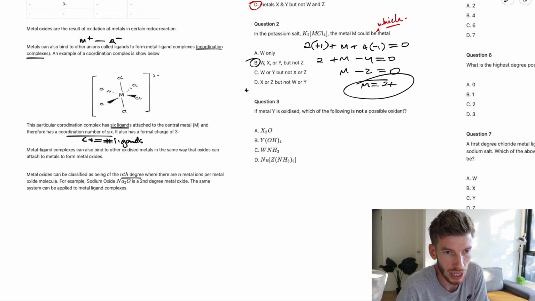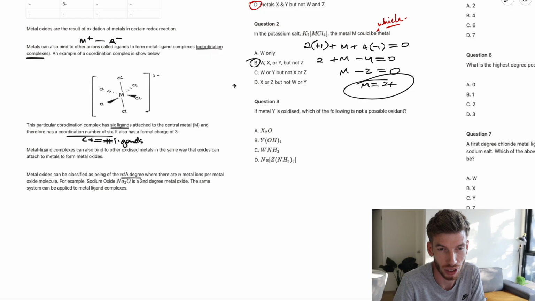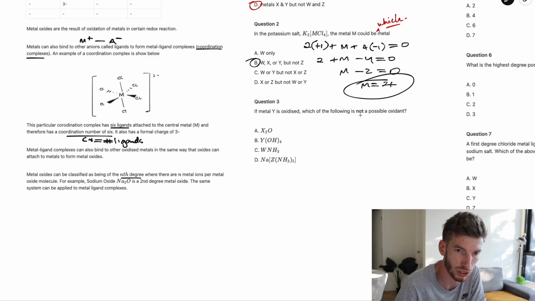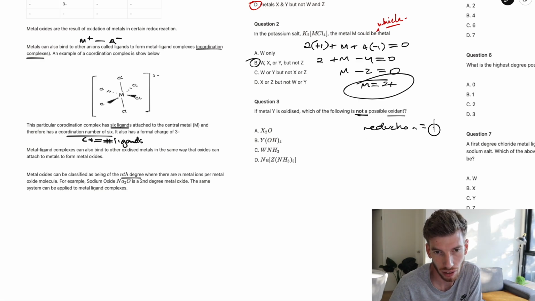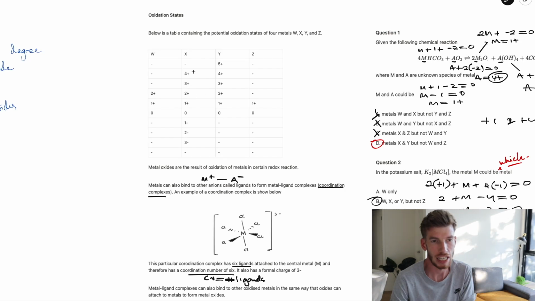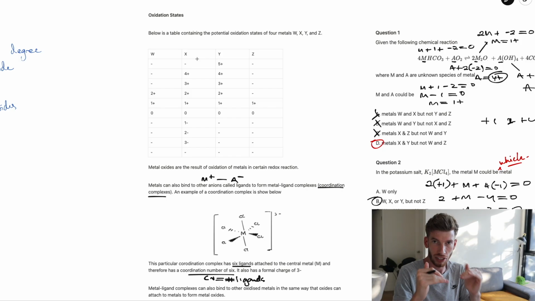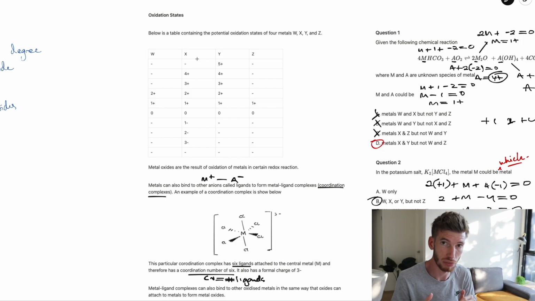Then we've got question 3. If metal Y is oxidized, which of the following is not a possible oxidant? Always look out for bolded or underlined words in the questions. So remember that an oxidant in redox actually undergoes reduction. And so remember that in order to undergo reduction, reduction is a decrease in oxidation number. If we think logically about this, if you've got a metal in its lowest oxidation state, then it cannot lower any further, therefore it cannot reduce from that position.